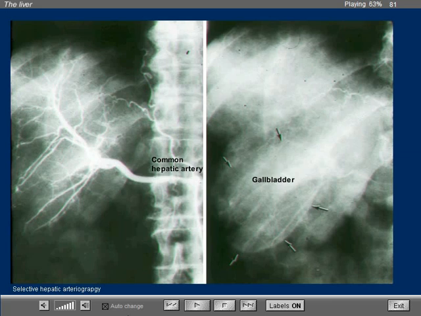And note also the filling of the arteries that supply the gallbladder. And in the parenchymal phase of the study, we can see the outline of the gallbladder, which is supplied by the hepatic artery. The venous drainage of the gallbladder is towards the portal vein.